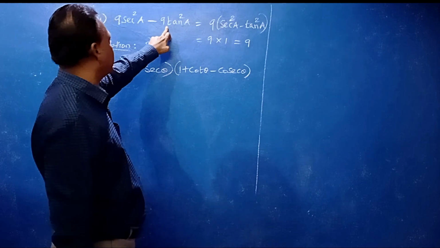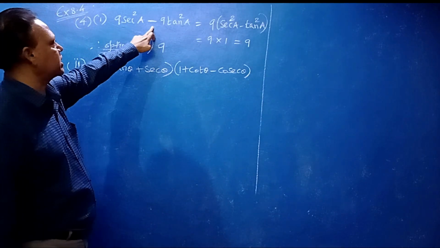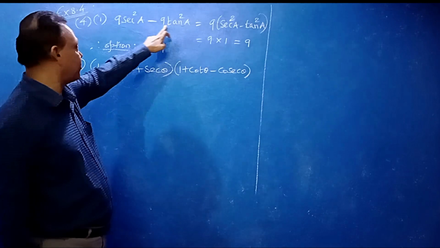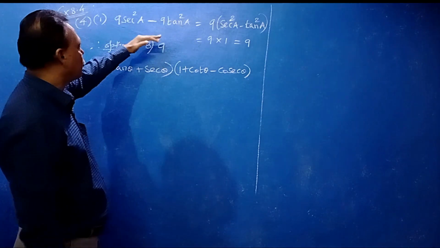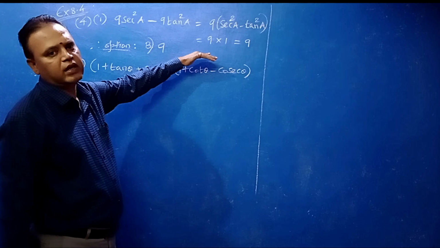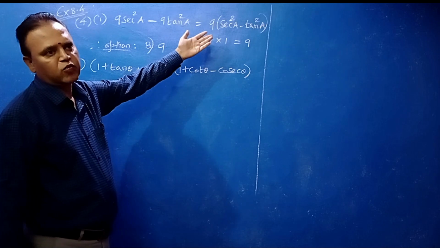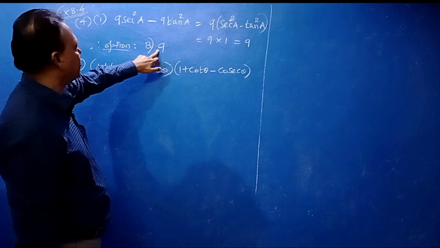So here 9 is common: 9 secant squared a minus 9 tan squared a. You have to find out the value. The options are 9, then other options 1, 0 and so on. You have to find out the correct option.